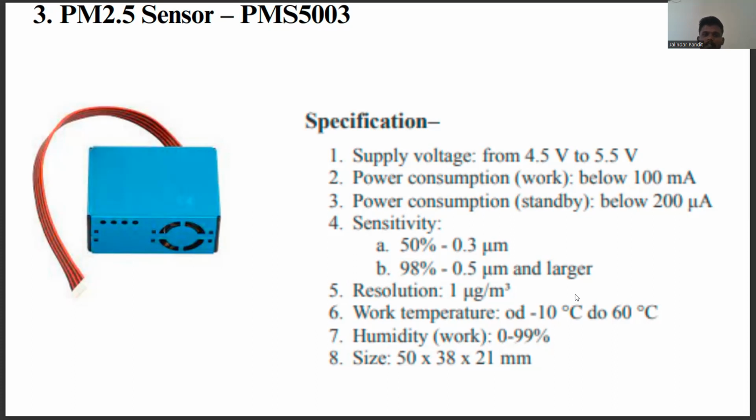So power supply: this sensor requires a power supply of 5 volt DC. Communication interface: the PMS 5003 sensor can communicate using UART and PWM interfaces. So operating temperature: this sensor can operate at temperatures between minus 10 and 60 degrees Celsius. So size: the dimensions of the sensor are 14 by 41 by 41 by 12 mm.